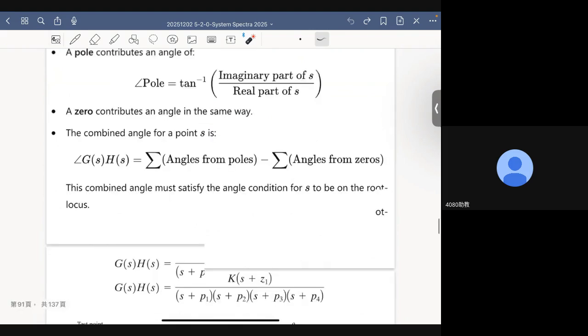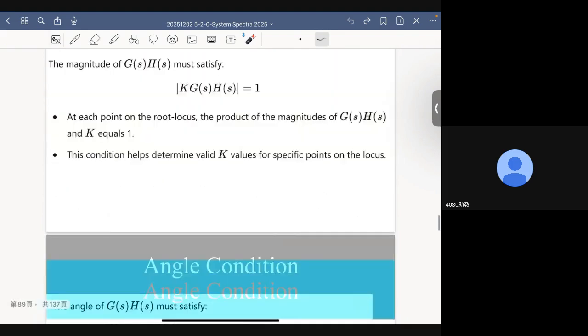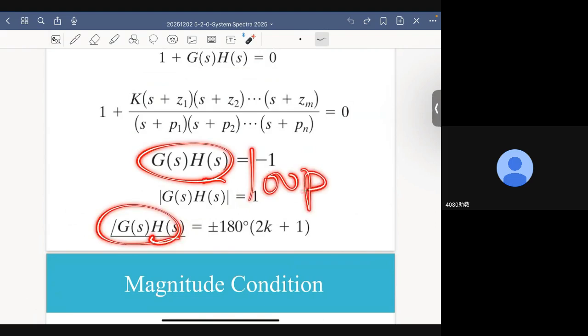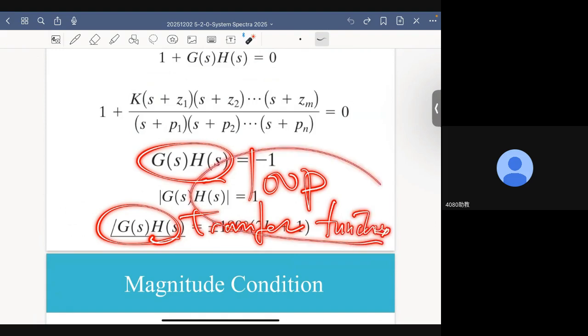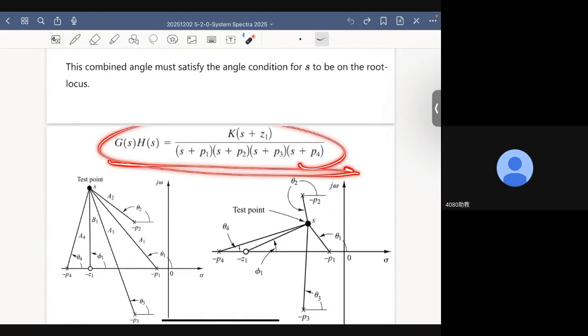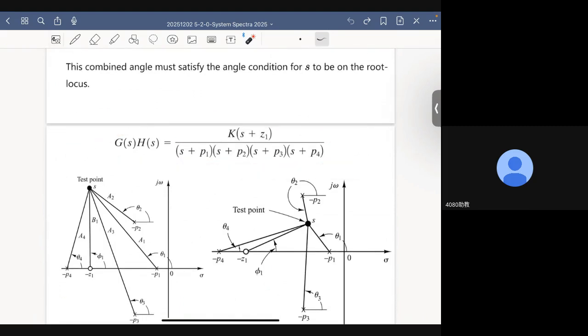That is, how do I determine the magnitude and the angle of the loop transfer function? Okay. Remember that our attention for the time being is not on the characteristic equation. Our attention for the time being is on the loop transfer function. All right. We are focusing on the loop transfer function. So, for example, this is a loop transfer function of a feedback control system.